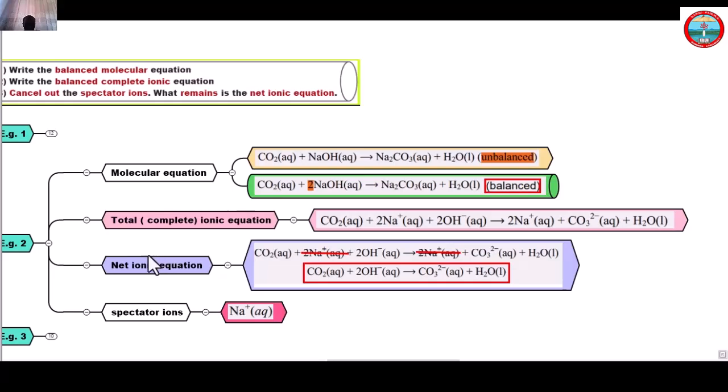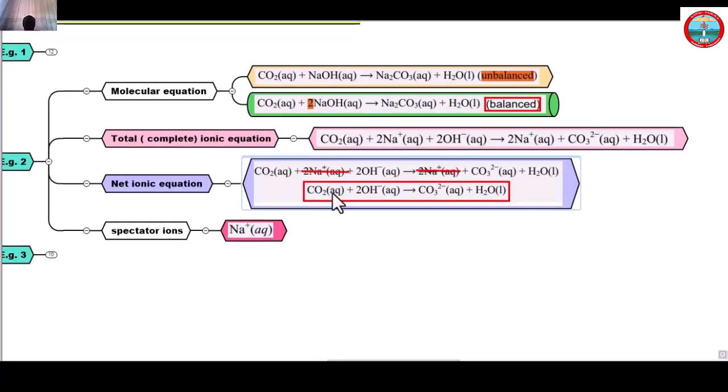And then to obtain the net ionic equation, cancel out the ions that exist in the reactant side and in the product side with equal amount of moles. So sodium ion will be cancelled by sodium ion, and there are no other ions that exist on the reactant and the product side. So the net ionic equation will be carbon dioxide plus 2 mole of OH ion giving carbonate ion plus H2O. Which ion does not exist in the net ionic equation? Only sodium ion does not exist in this equation, so the spectator ion is sodium ion.